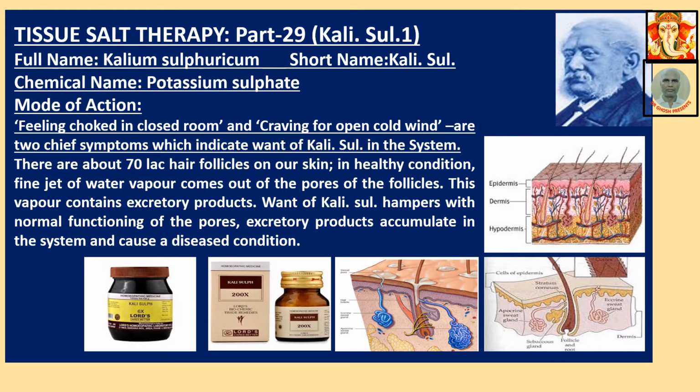Feeling choked in a closed room and craving for open cold wind are two chief symptoms which indicate want of Kali-Sulph in the system. Please remember these two symptoms. This symptom will be present in almost every disease condition which requires Kali-Sulph.